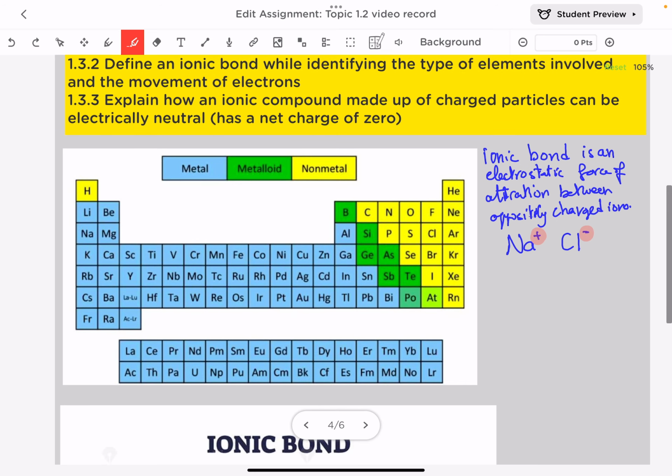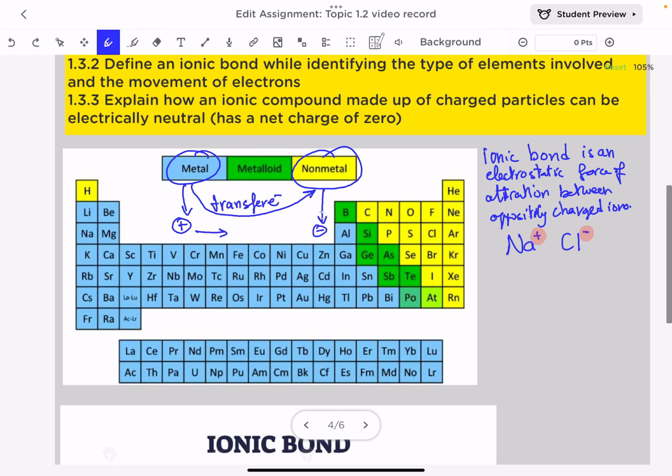So always, to form an ionic bond, you need to make it between any metal and a non-metal. So any selection here of an atom colored blue with an atom colored yellow will give you an ionic bond. And usually in the ionic bond, the metal transfers electrons to the non-metal. So the metal becomes positive and the non-metal becomes negative, and then they start attracting.